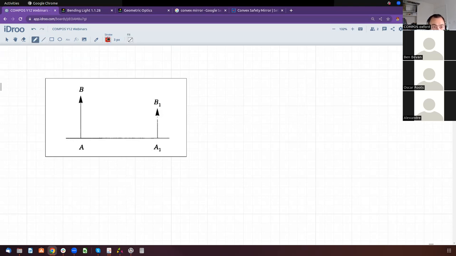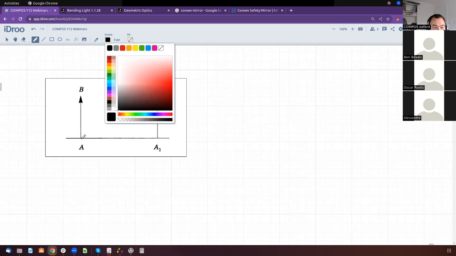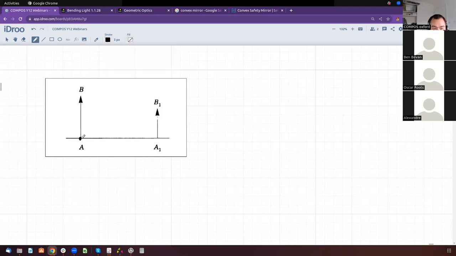What we do know is that the ray coming from A will pass through A1. So that means that the mirror is somewhere here, like, well, let's say we can imagine it somewhere.